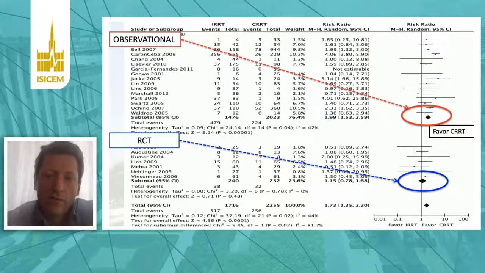This result is very important to understand the question, because you can see that for the observational study, there is an association between a favorable outcome. So continued renal replacement therapy is associated with more favorable outcome at the end of the follow-up. However, when you look at the randomized control trial, there is no difference between continued and intermittent renal replacement therapy.